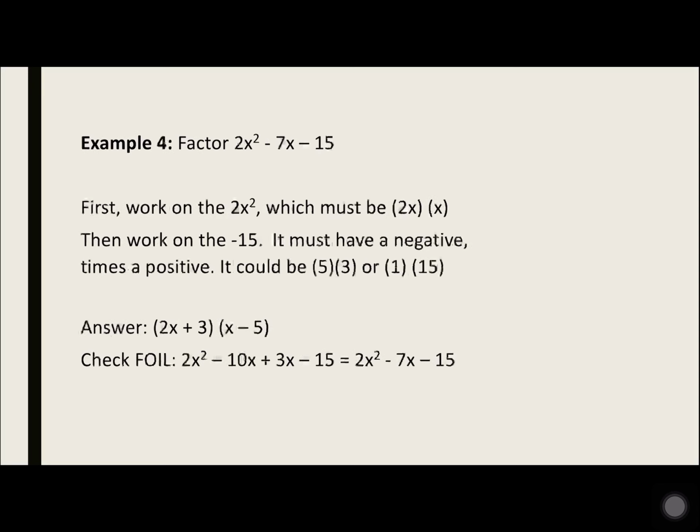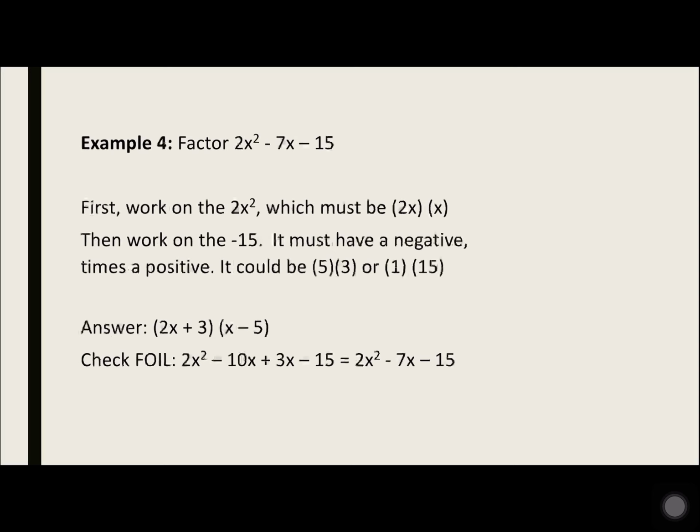Example 4, factor 2x squared minus 7x minus 15. First work on 2x squared, which must be 2x times x. Then work on the negative 15. It must have a negative times a positive to equal a negative. It could be 5 times 3 or 1 times 15. So put your numbers in, FOIL it out until it comes out correctly. So 2x plus 3 times x minus 5 is our answer.